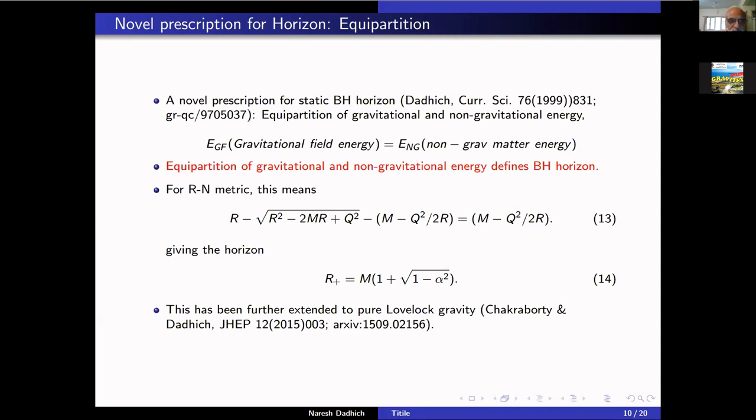And let us verify this for the charged object. On the left-hand side, this is what we computed earlier, your gravitational field energy. On the right is the matter energy. Now, the two are equal only at the horizon, which defines the horizon R plus as M over 1 plus the square root of 1 minus alpha squared. So this definition works very well.